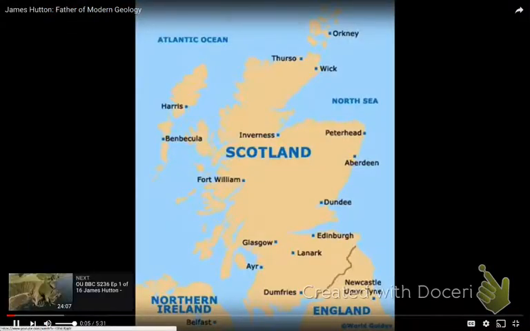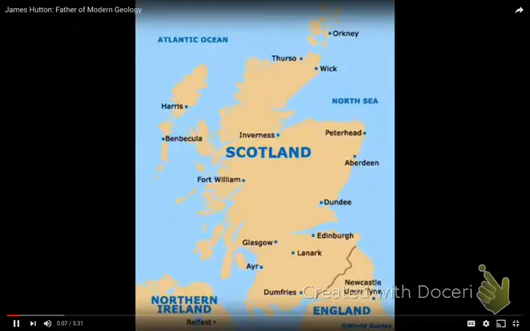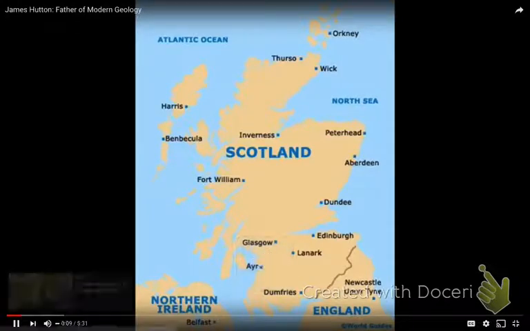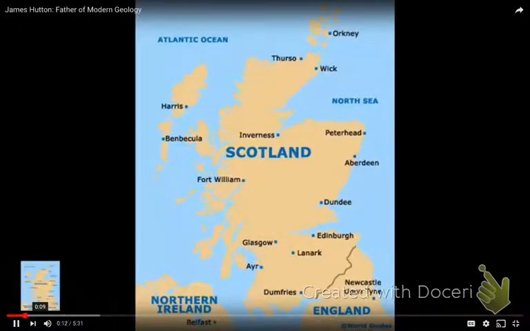James Hutton was born on June 3rd, 1726 in Edinburgh, Scotland. There, he was born to William Hutton, who was a merchant in a former Edinburgh city.